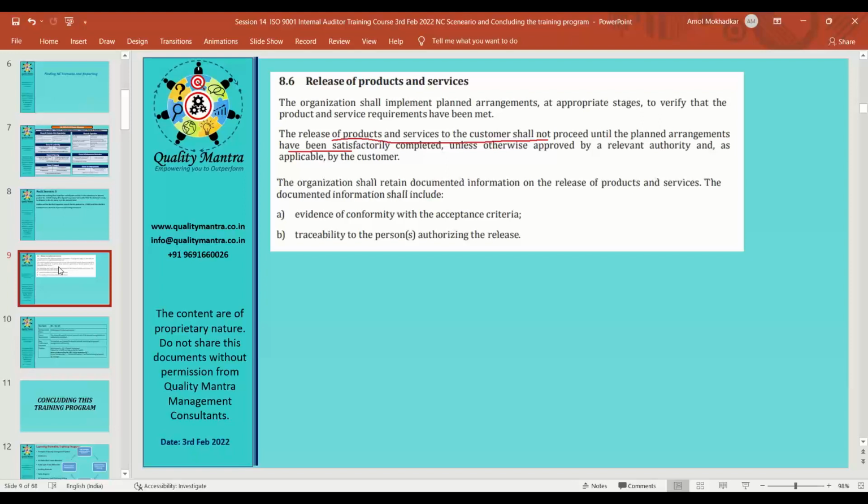अभी ऑर्गेनाइजेशन ने तो बोल दिया कि यस, the traceability of the person who has authorized the release should be mentioned. तो अब यहाँ पर उन्होंने प्लान अरेंजमेंट्स तो कंप्लीट कर दिया, क्योंकि ऑर्गेनाइजेशन ने उतनी प्लान अरेंजमेंट लिख दी थी कि ऐसा करेंगे, बट एक्चुअली एज पर स्टैंडर्ड इट इज रिक्वायर्ड.